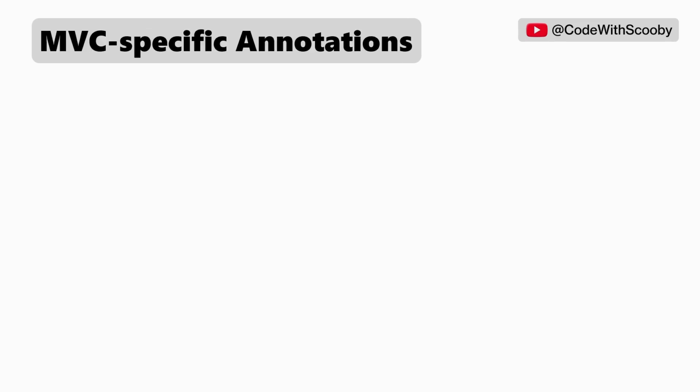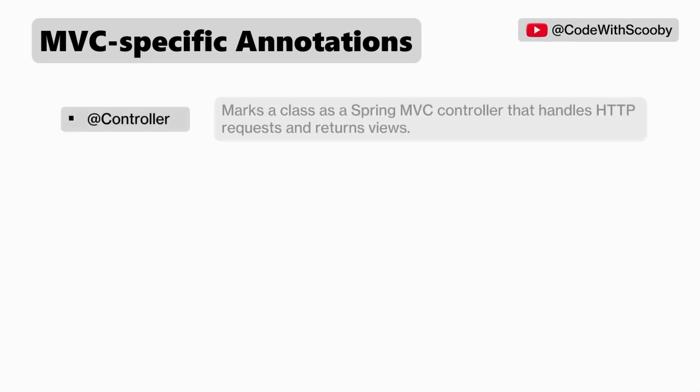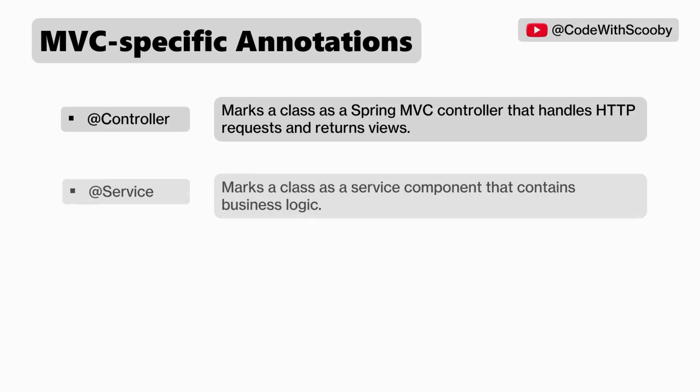Next, let's look at MVC-specific annotations, which help us easily define controllers, map requests, and bind data between the model and view. The @Controller annotation marks a class as a Spring MVC controller. It handles HTTP requests and typically returns views to the client. The @Service annotation marks a class as a service component, which contains the business logic of the application.